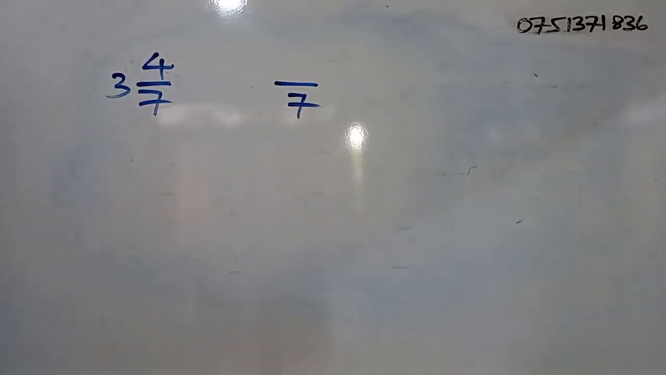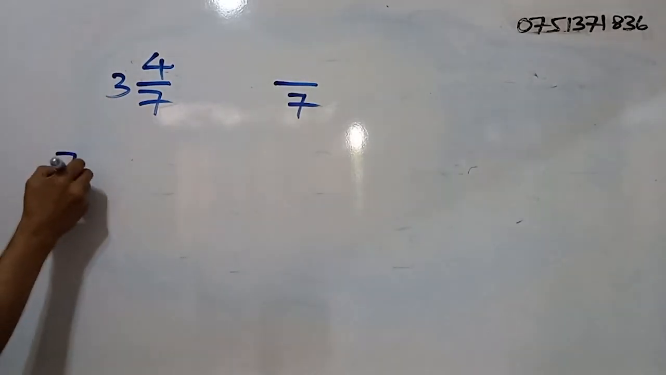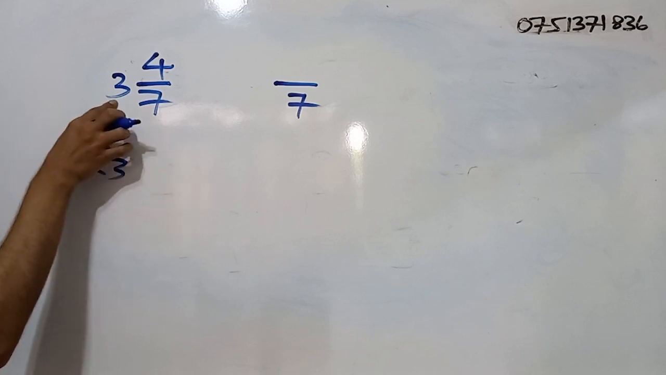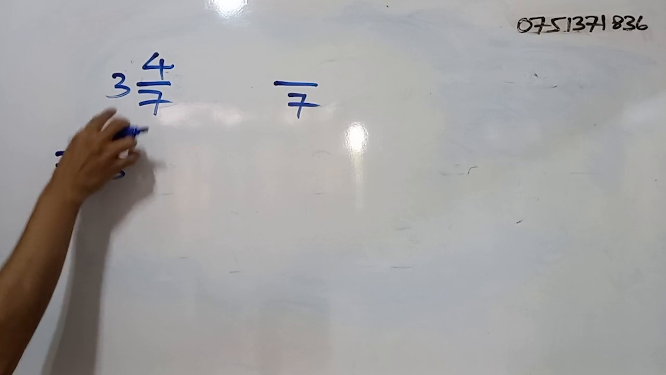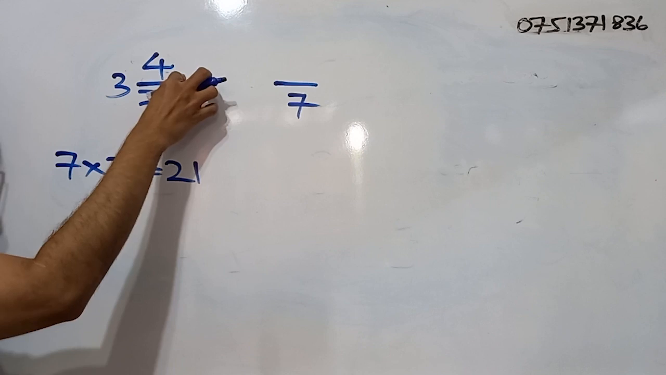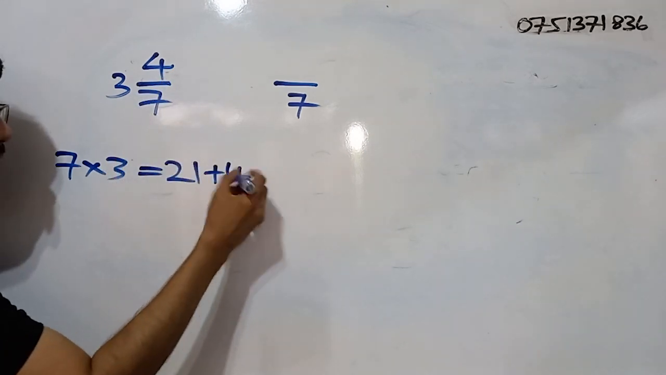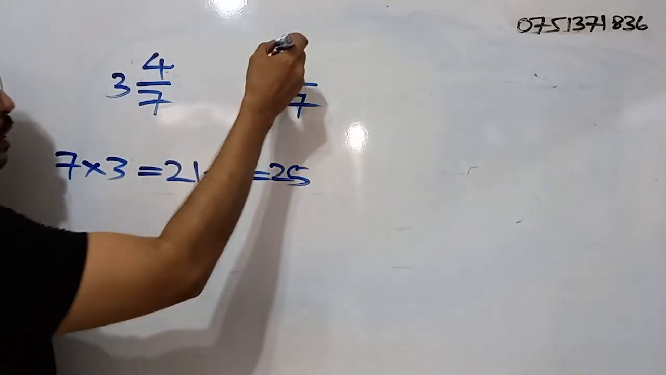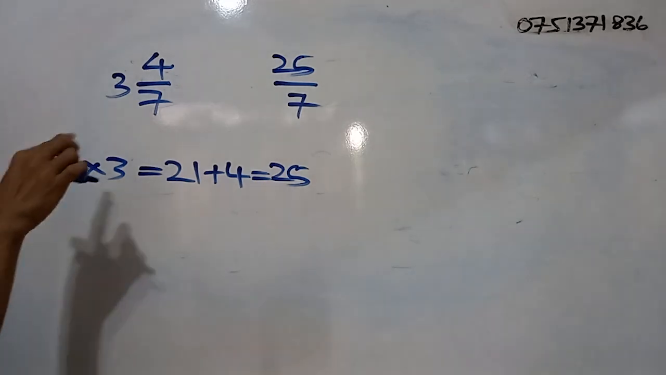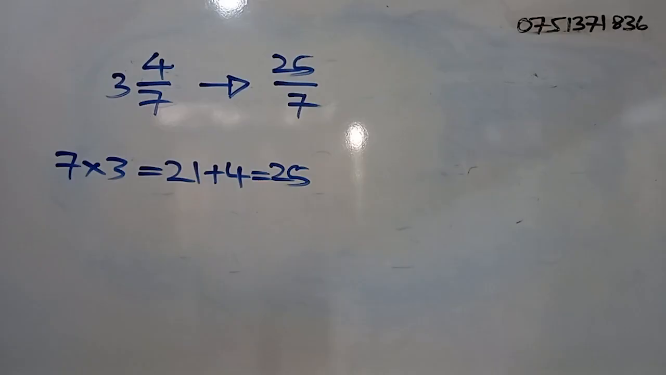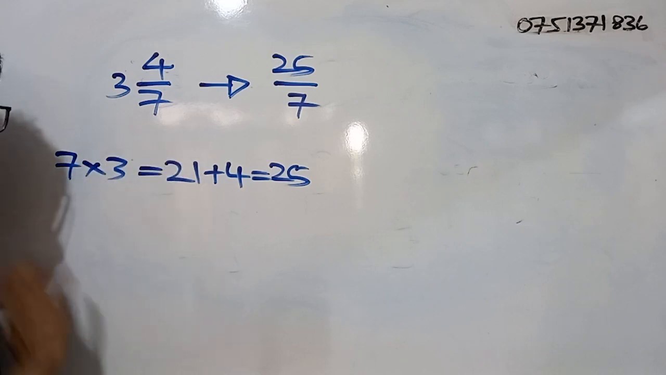How do we get the numerator? 7, we have to multiply that by 3. So 7 is the denominator of the fraction part. 3 is the whole number part. 7 into 3, we get what? 21. We are not done. We have to add the value of the numerator. In this case, it is 4. So 21 plus 4, what is that? 25. So when we convert 3 and 4 by 7 into improper fraction, what do we get? 25 by 7. Okay, so now pause the video and complete this.